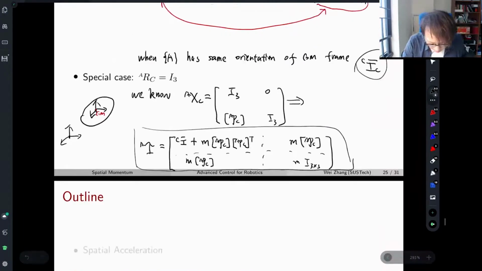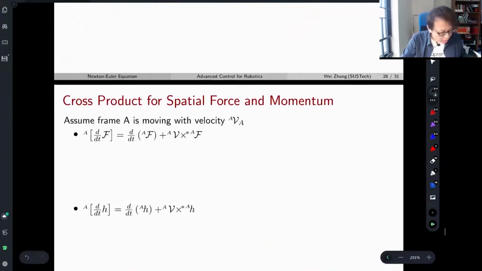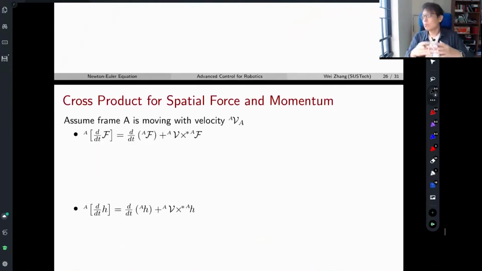So finally, let's talk about, we have introduced almost everything for single rigid body dynamics. We have done spatial acceleration, that's the derivative of the twist, and the spatial force, which is the wrench, and spatial momentum, and the mapping between velocity and momentum, which is the inertial matrix. All of them are 6D vectors or 6x6 matrices now.